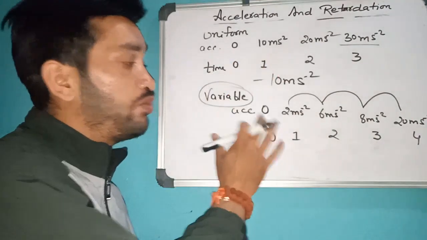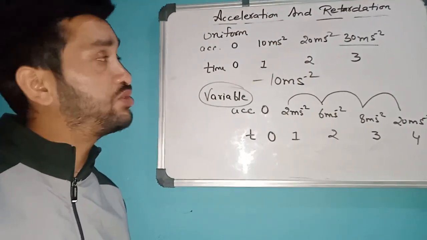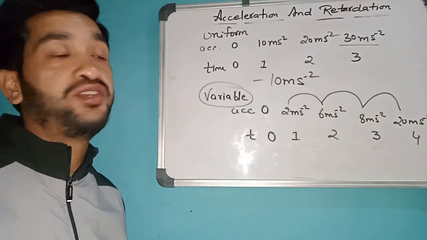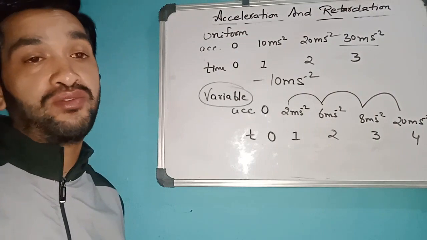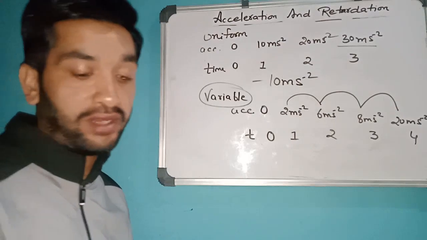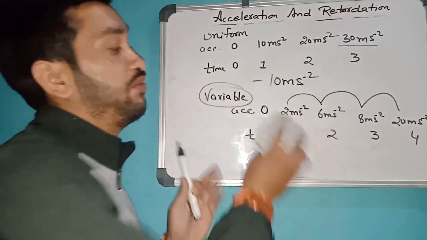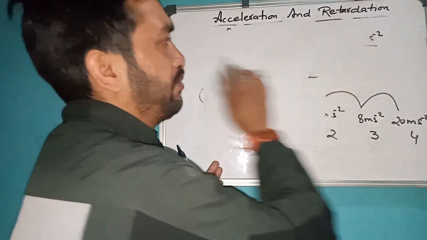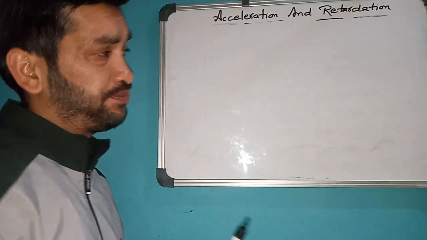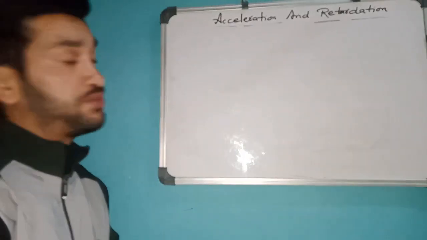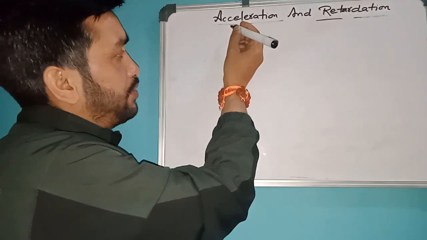So from these two examples, we clarified our doubts regarding uniform retardation, uniform acceleration, non-uniform acceleration and non-uniform retardation. But remember, whenever retardation is there, numerically you have to take a negative sign before the given measurement. Whatever the quantity is given, you have to take a negative sign.